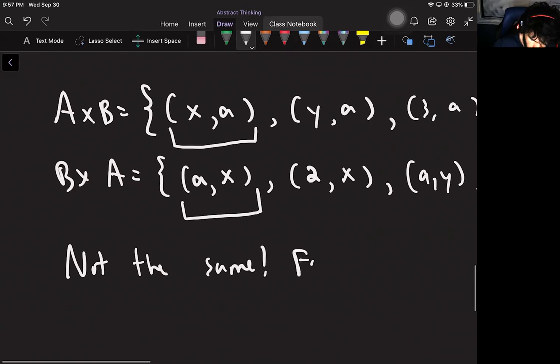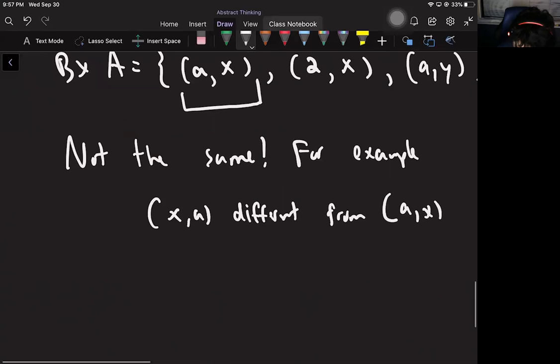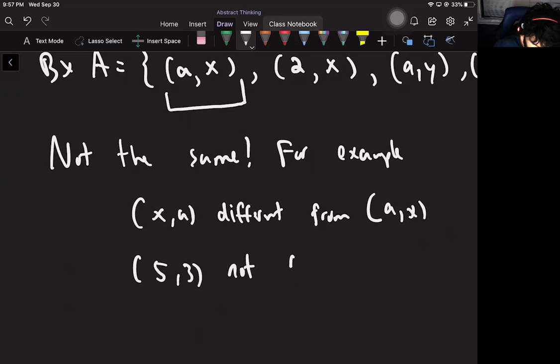So for example, X comma A is different from A comma X. And you can think about this just in terms of ordered pairs that you're used to. So you would never say, like, if you're graphing like 5 comma 3, it's definitely not the same point as 3 comma 5 on the XY plane. So why should this work any differently? They're not the same.